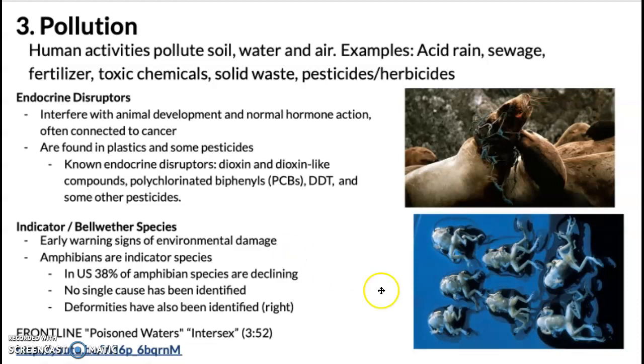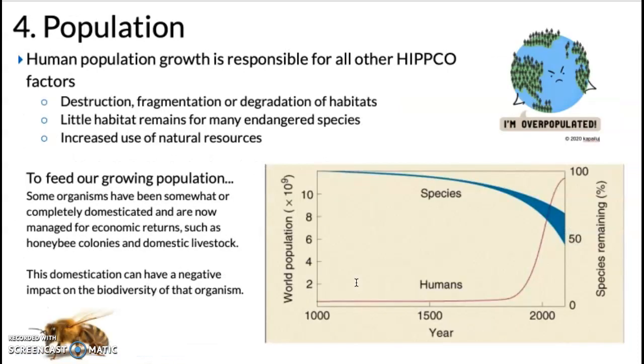So deformities you might see, some of these frogs have a couple legs, or they may be missing a leg. So something in their development has a deformity. The second P is population.